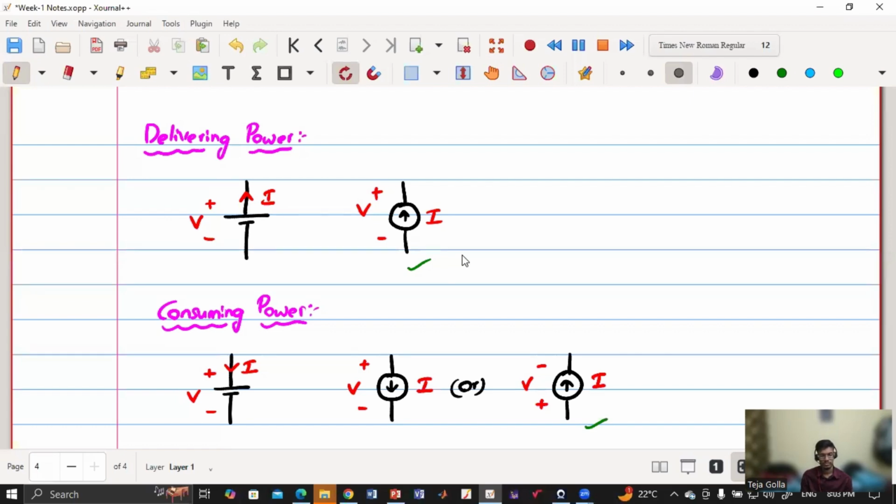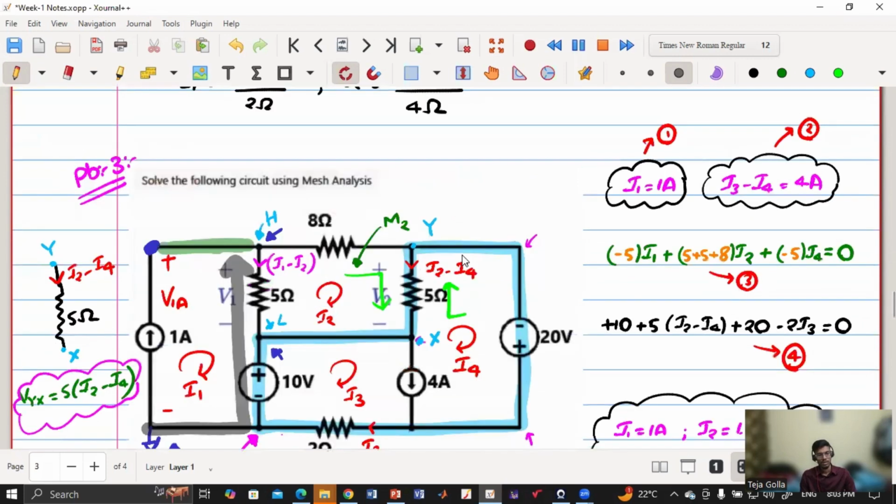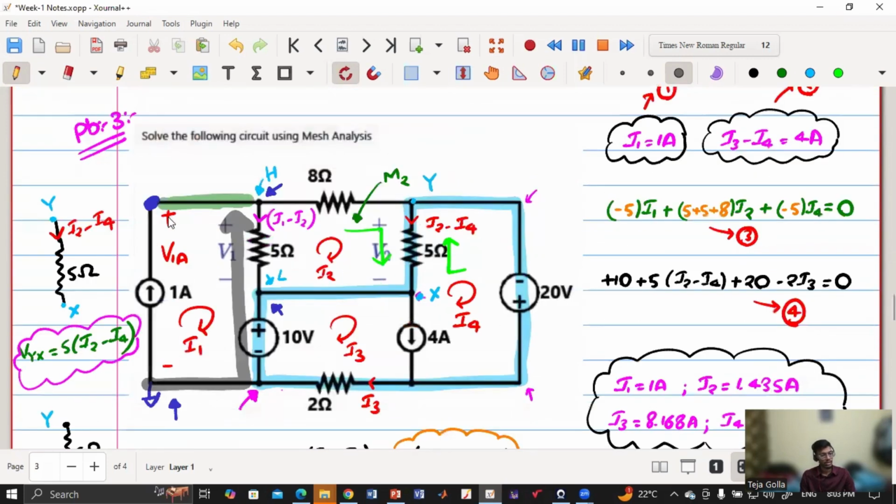In that question, sir, you took plus above and minus below, with respect to the direction of the current source. No, I have not taken this as plus and this as minus. I have considered this as ground and I have calculated this terminal and it happens to be positive. If you consider the top terminal as ground and calculate the bottom value, you will get negative, which means the bottom terminal is at a lower potential.